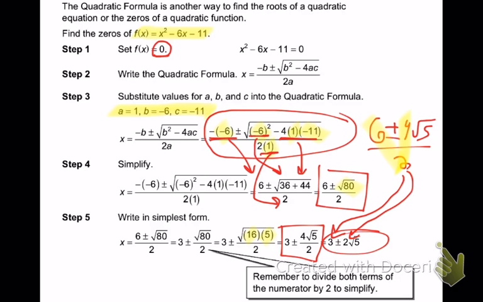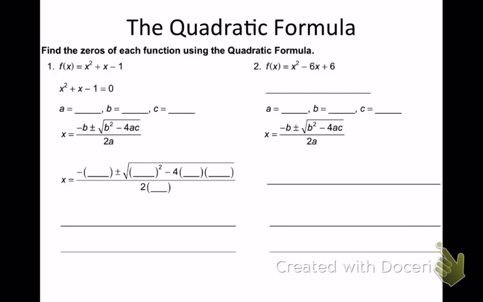All right. The hardest part about this problem or this process is simplifying at the end. Everything up to that point is just algebra and order of operations. Let's look at the first one. So number 1, it says find the zeros of each function using the quadratic formula. I have f of x equals x squared plus x minus 1. Then it says x squared plus x minus 1 equals 0. I need to identify a, b, and c. What's a going to be, Drew? What's b going to be, Drew? And c?